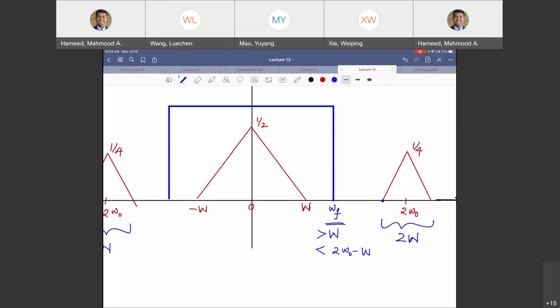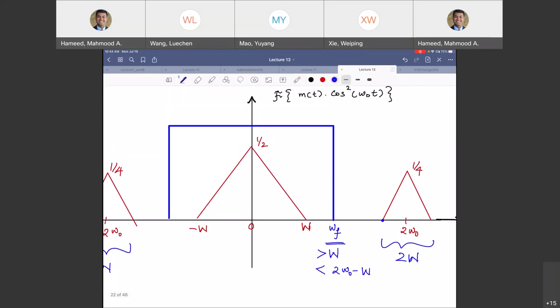You see that? So omega F, you have some choice there. So I'm drawing an ideal low pass filter. Now, if I wanted it to be exactly matching the message, I can make the gain of my low pass filter go to 2, so that when it multiplies with half, I get back exactly what my message is. You see that?